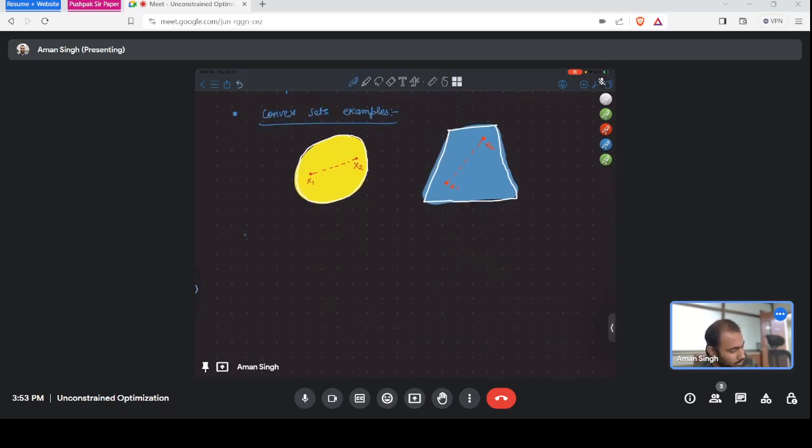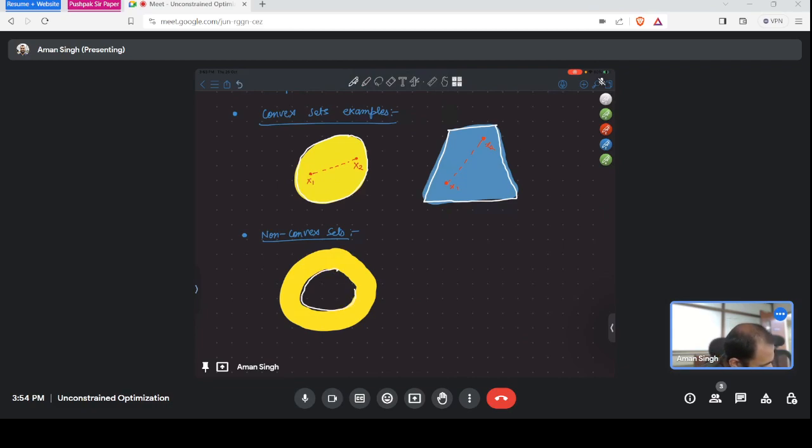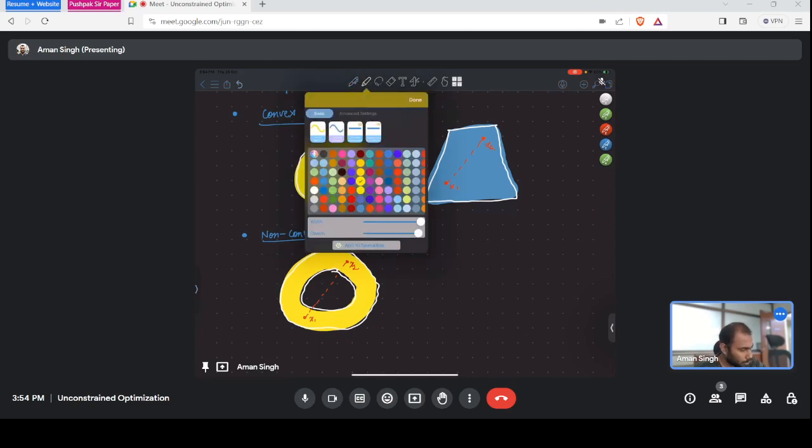So what are non-convex sets? Examples of non-convex sets. Let's say we have something like a donut shape. Here, if you take 2 points, the whole of the line segment is not inside the set. So this is not a convex set. I hope you can see that. So a donut-shaped curve in 2D is not a convex set. Again, let me give you one more example.